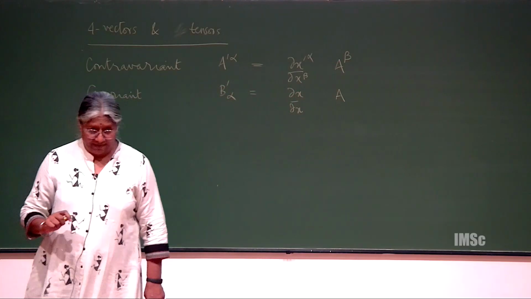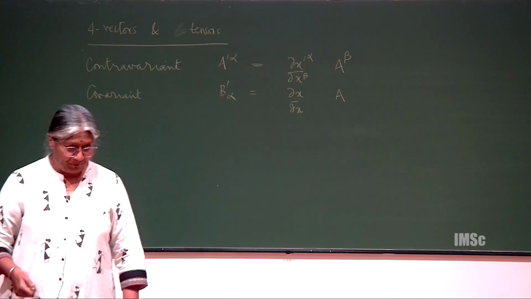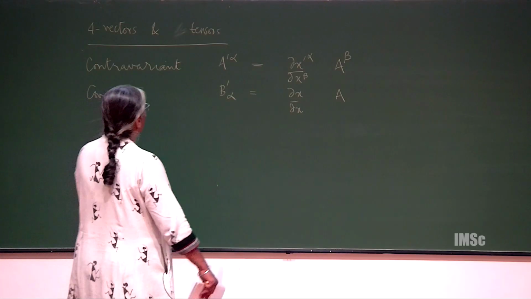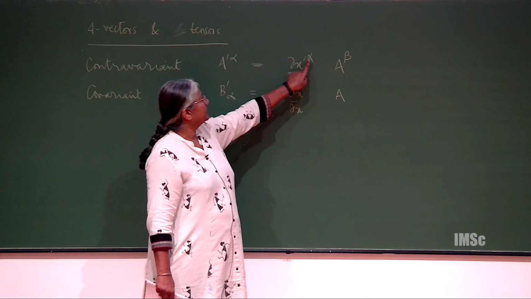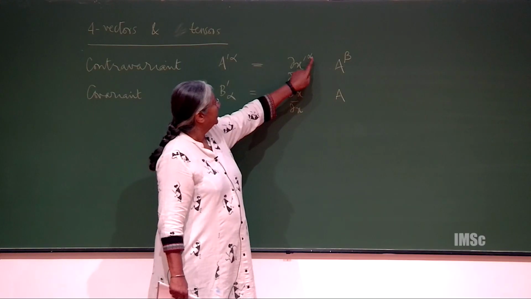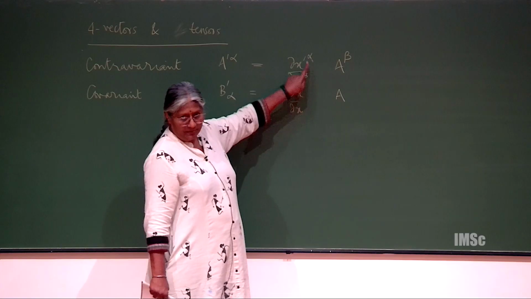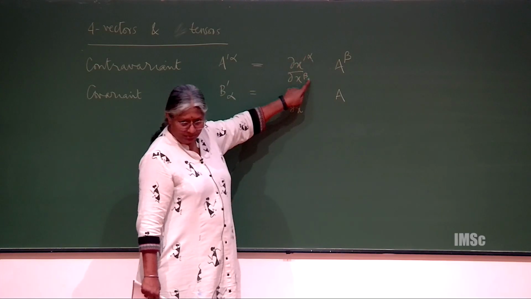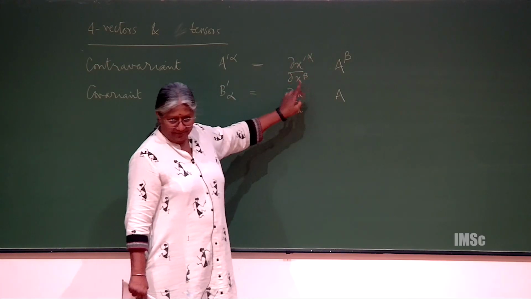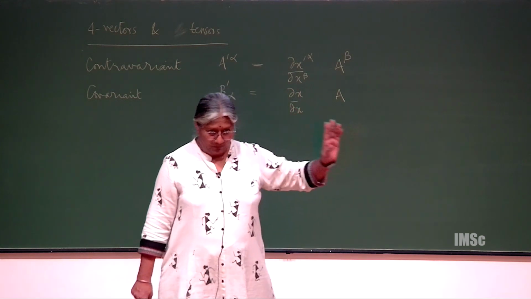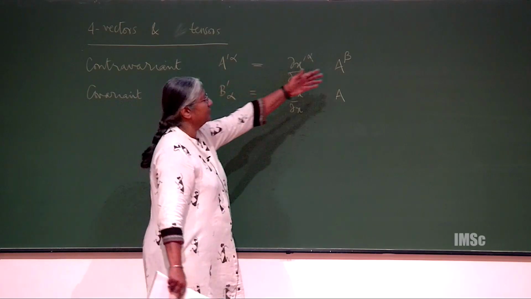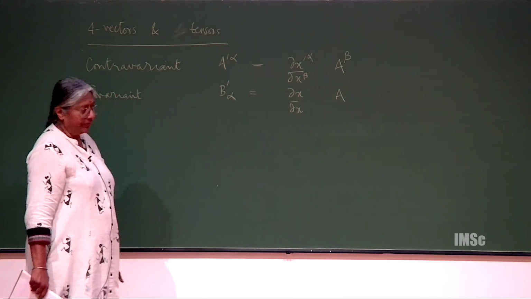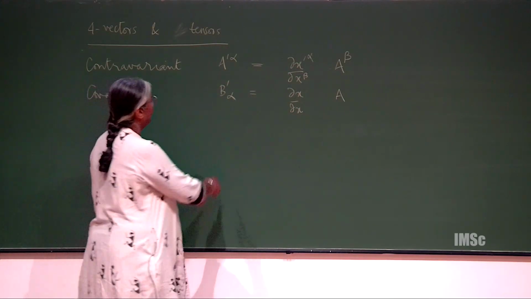You remember that when we have repeated indices, they are summed over, right? So that means A0 will be related to dx prime 0 by dx0, plus dx prime 0 by dx1, plus dx prime 0 by dx2, plus dx prime 0 by dx3. I hope this is very clear what we mean by repeated indices. It's not just one quantity, it's a whole series of 4 terms. So what happens with the covariant vector?